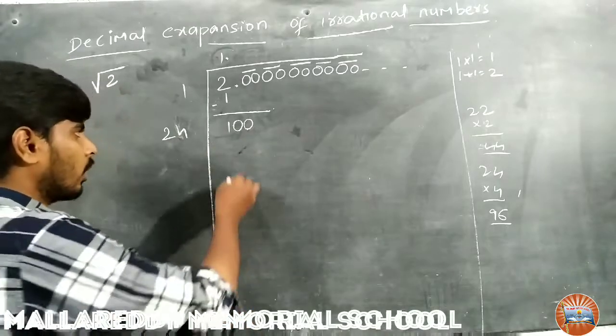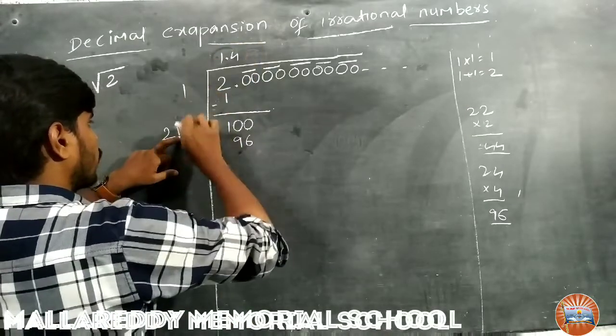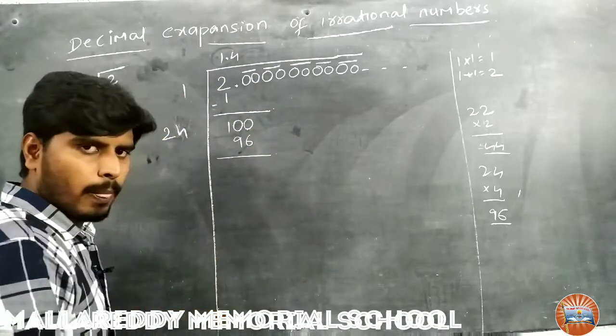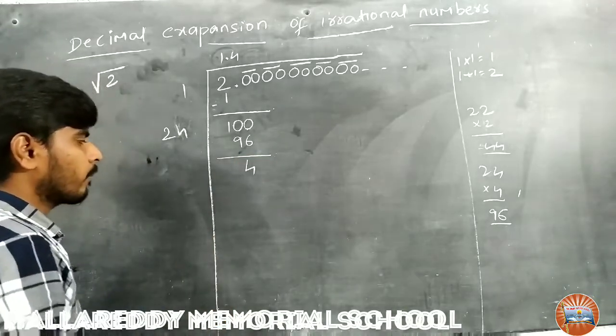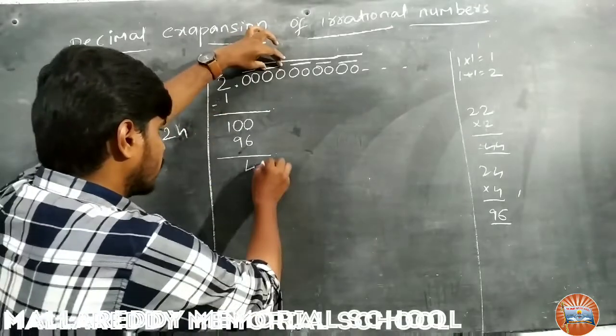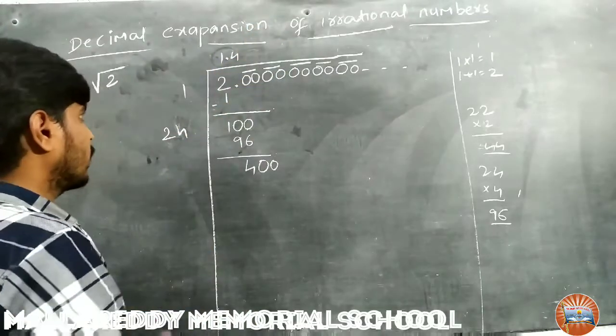Now take 96 here. 24 into 4 is 96. What becomes? The remainder is 4. Now bring these 2 zeros here, the second pair of zeros.